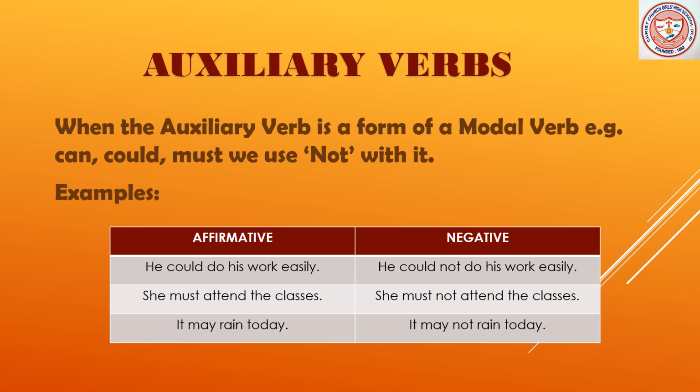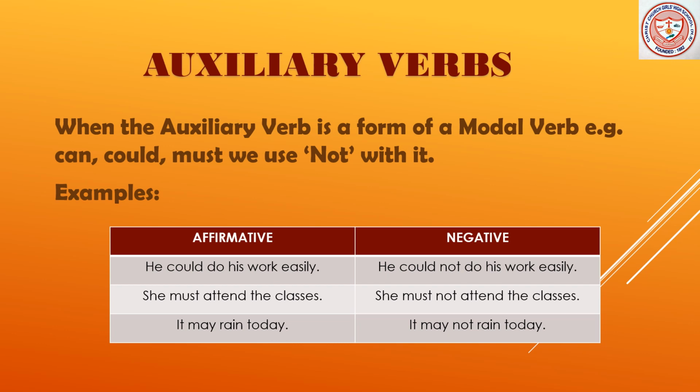Next one. She must attend the classes. This is an affirmative sentence because it is expressing a positive idea. So what will be the negative one? The negative sentence will be she must not attend the classes. Here you can follow one thing, that the word not has been used after must. So it will be a negative sentence.